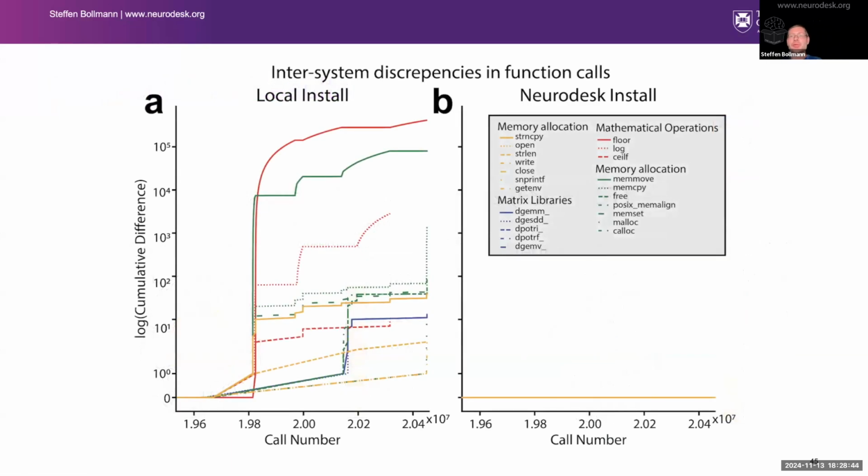So we traced the executions of this program. And we found that, as expected, in the local installation, the software diverges. So we're doing different things on different computers with different glibc versions. And that's why we're getting different results. So that explains it. It's great. On Neurodesk, we're not diverging. We're doing exactly the same thing on both computers. So this means on a software level, it's reproducible.